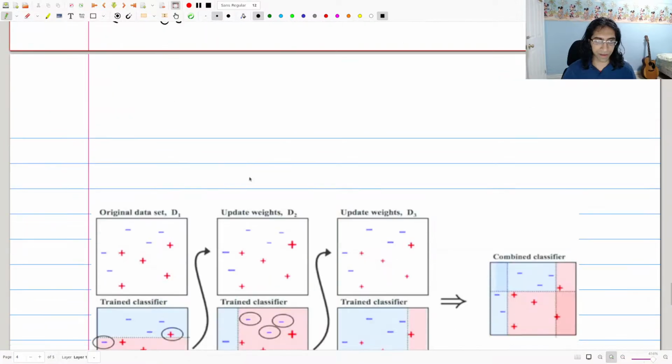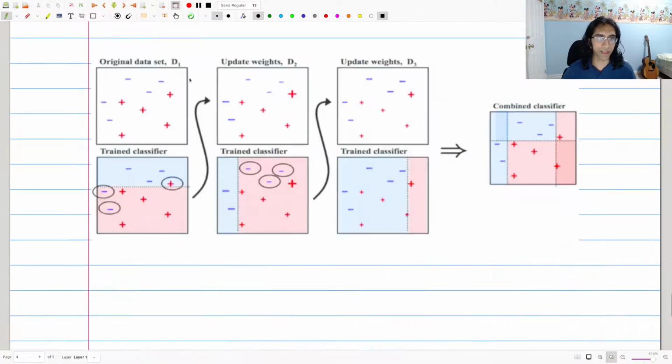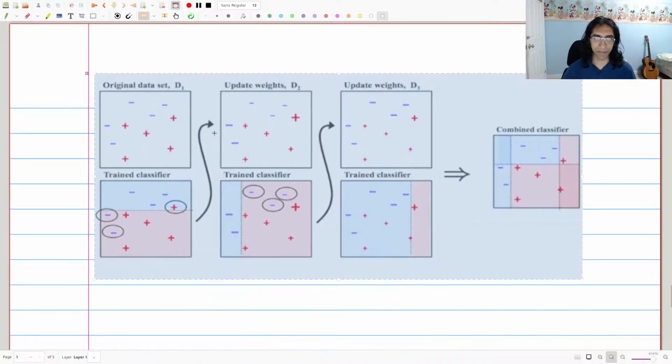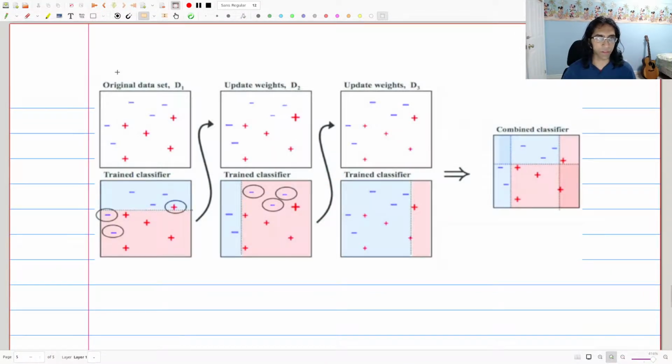Here's a picture of what it looks like in action. This might help visualize what's going on. Let's suppose we have some sort of original data set here, pluses and minuses. These pictures are from Professor Yaoliang Yu's course. I just took it from his slides. But you can see that this is a sort of caricature of what goes on.